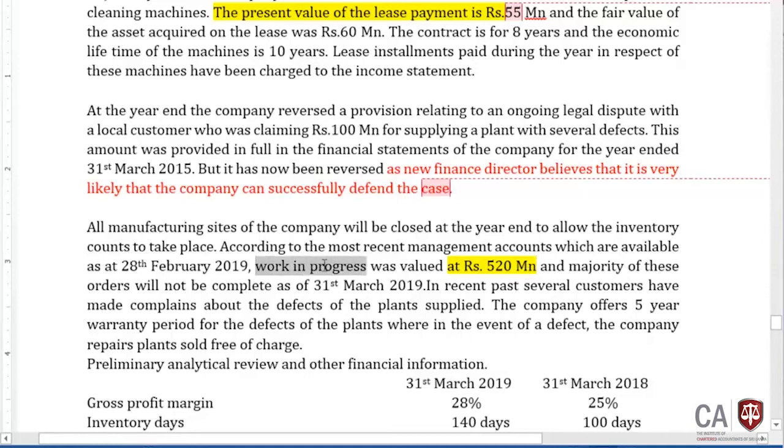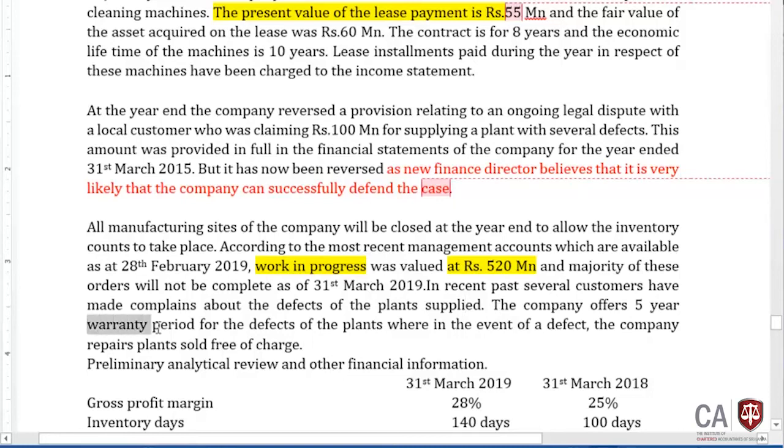Definitely this is going to be an answer. You can write as another answer, valuation of work in progress, right. Majority of these orders will not be completed. In the recent past, several customers have made complaints about defects. So, that is another issue, right. So, defects, is there a warranty? Yes, the company offers a 5-year warranty period.